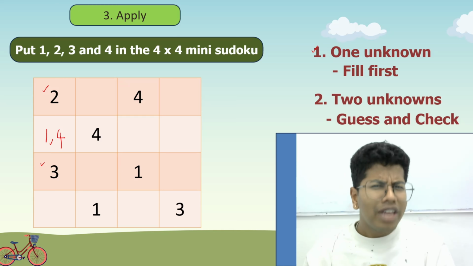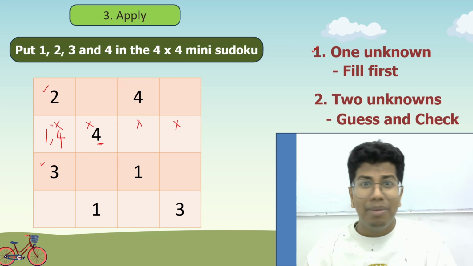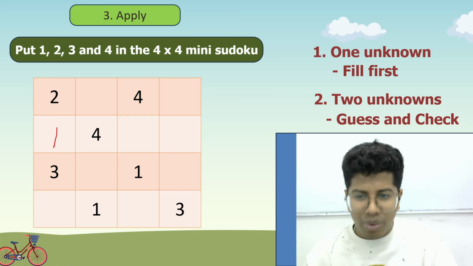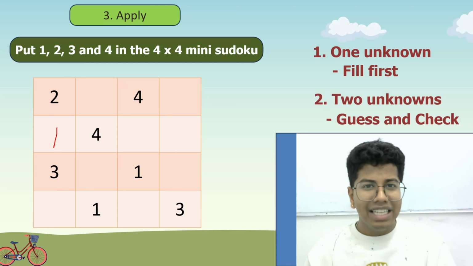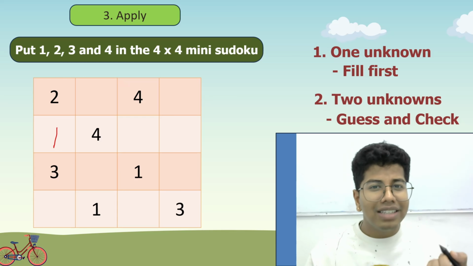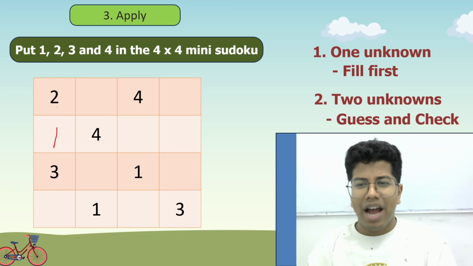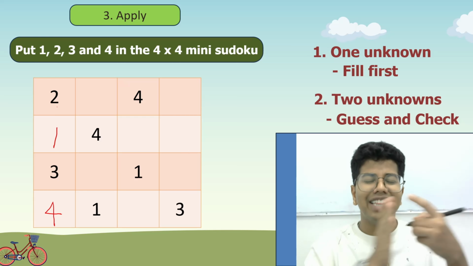Can I put 4 here? Oh, 4 is already here, so I can't put 4 in this line. So 4 doesn't belong here, so 4 I need to remove. So the only number that I can put here is nothing but just 1. So if 1 is here, 2 is here, 3 is here, which one should we fill first? Of course, the one unknown part. So here, 2 here, 1 here, 3 here, the only number that belongs here is just 4. So that's how we can fill in the numbers.